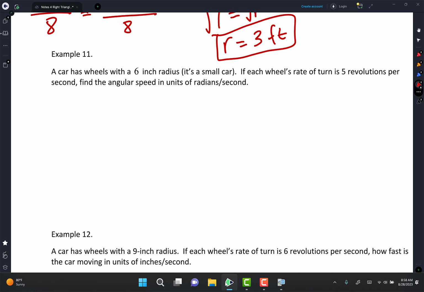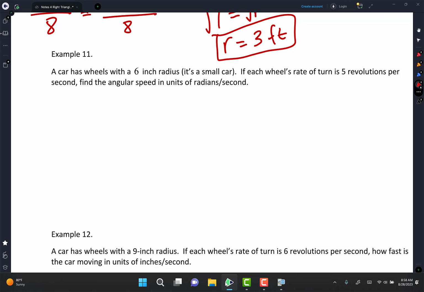A car has wheels with a 6-inch radius. So it is a golf cart because we don't have cars this small in the U.S. Yeah, if it has a 6-inch radius, that means the diameter of that wheel is 12 inches. It's a small vehicle. It could be a buggy because buggies are small.